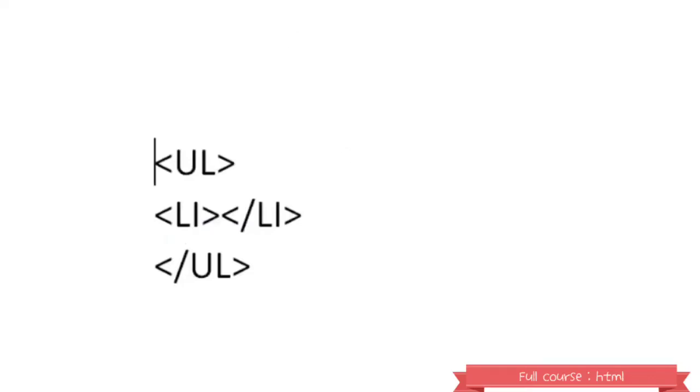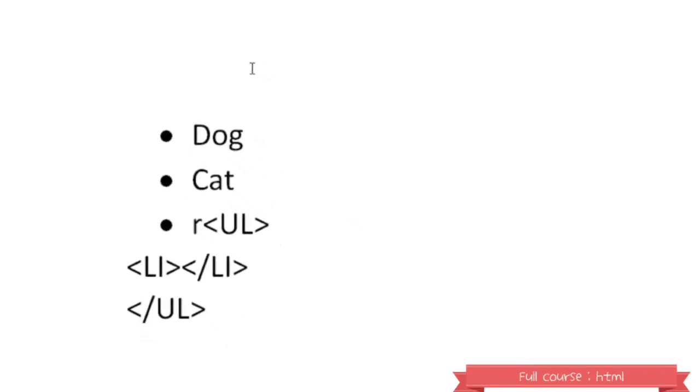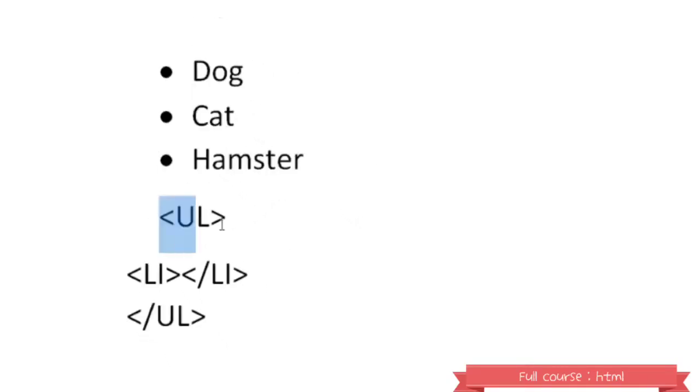So let me do this again. Let's say, for example, we want to duplicate dog, cat. So we start the unordered list with this tag, right? And then we finish the list with this tag.